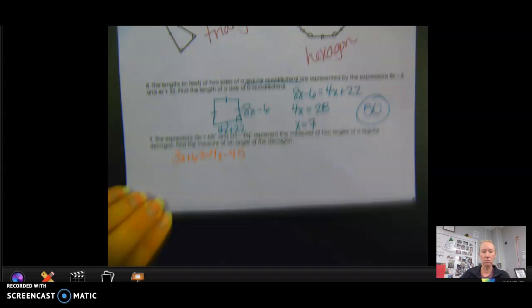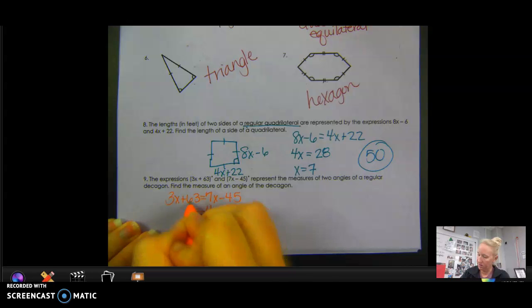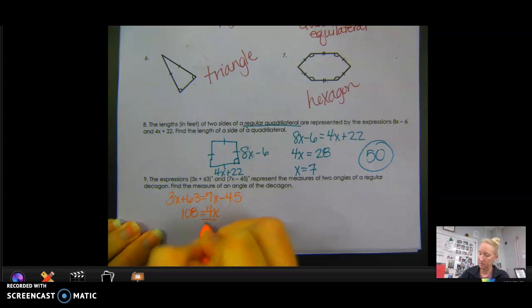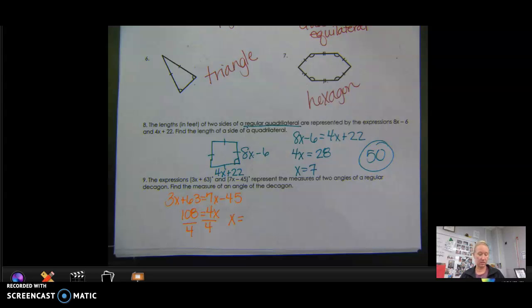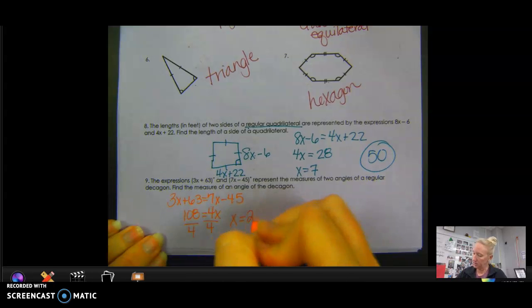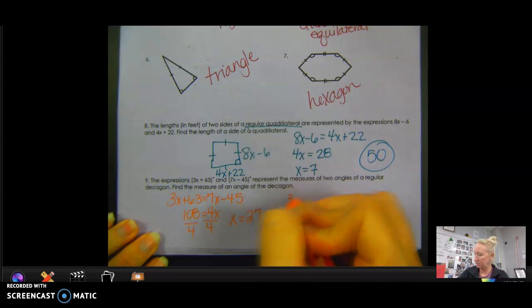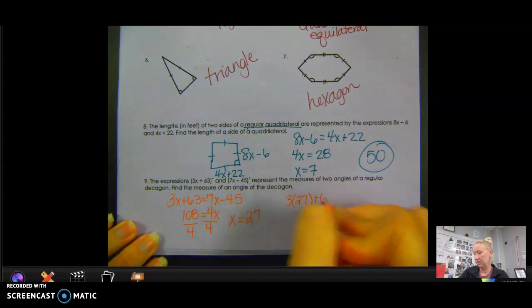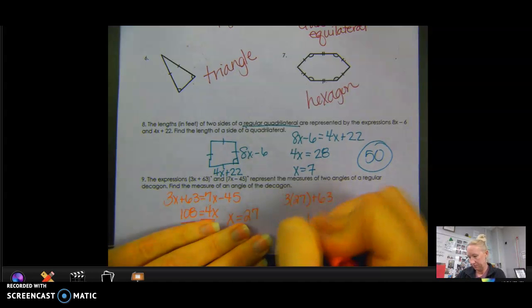All right, so I'm going to subtract 3x from this guy, so that gives me 4x. I'm going to add 45 to this guy, that gives me 108. I'm going to divide by 4 on both sides. I get x equals 27. But they want us to find the angle measure, so I'm going to plug that back in. Either one works. 3 times 27 plus 63 equals 144.